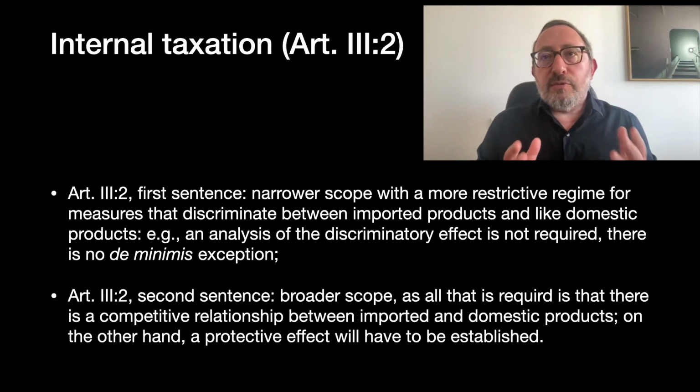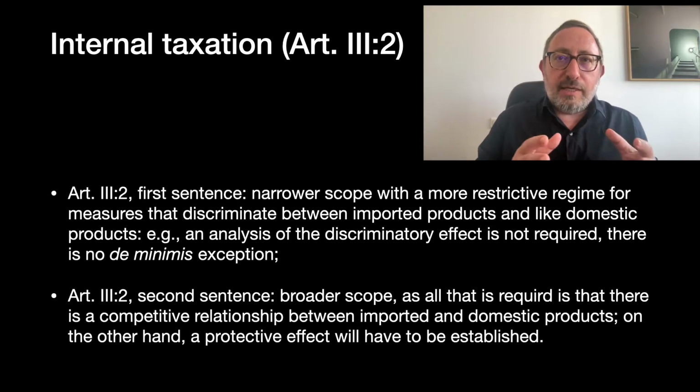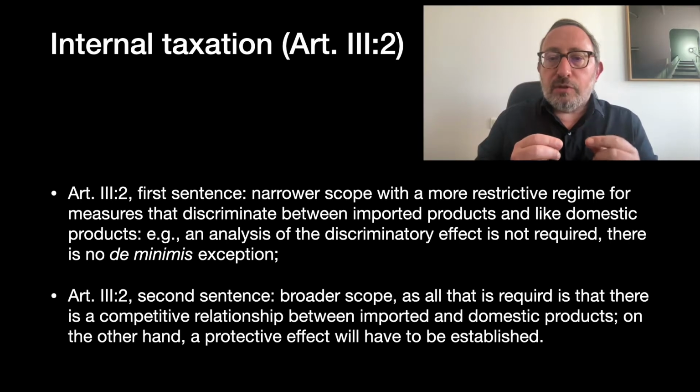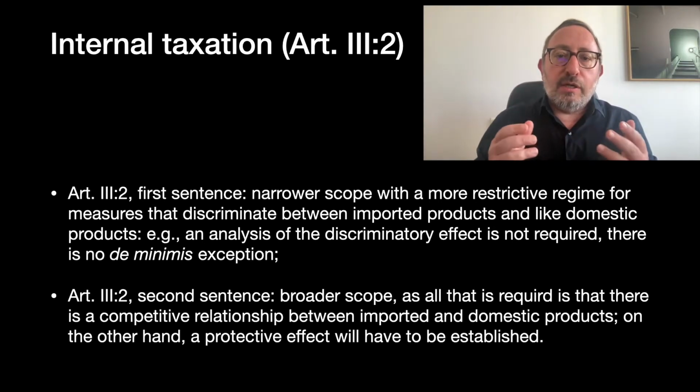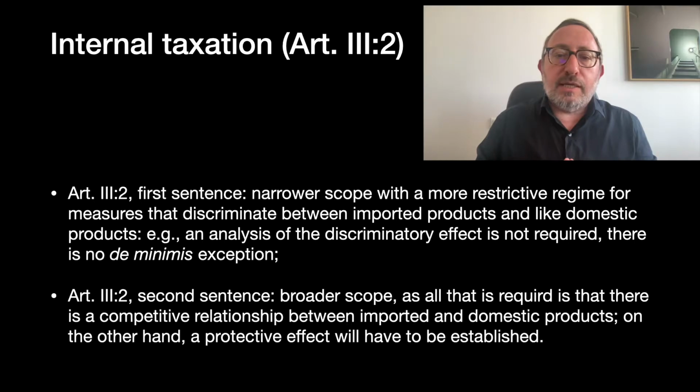Now, there are differences between these two sentences in the sense that Article 3, paragraph 2 has a narrower scope as it envisages only competitive relationships between like products. But on the other hand, the legal rule is much stricter for countries applying internal charges because the test is whether or not the imported products were subject to taxation in excess of that which is charged to domestic like products. Whereas the second sentence has a much broader scope in the sense that it does not limit itself to like products or to that type of competitive relationship. It covers a relationship of direct competition or substitutability between these products.